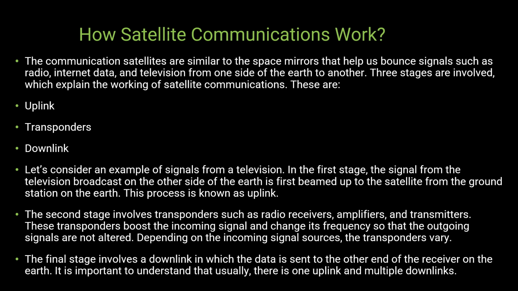Let us consider an example of signals from a television. In the first stage, the signals from the television broadcast on the other side of the earth are first beamed up to the satellite from the ground station on the earth. The process is known as uplink.